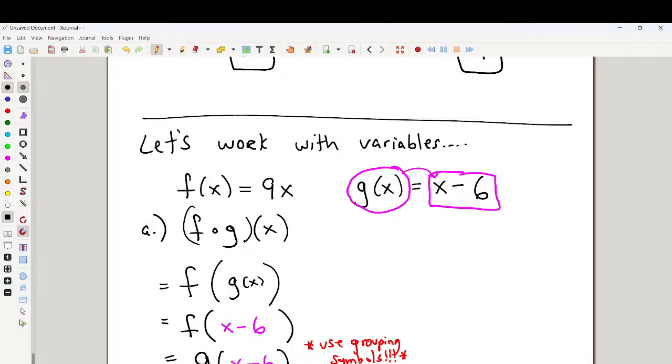Distribute 9. 9x minus 54. And you're done. That's all we can do. We're not inputting a number, so we're not going to output a number. We were given a variable, so we're going to output something that contains a variable. Just makes sense to me.